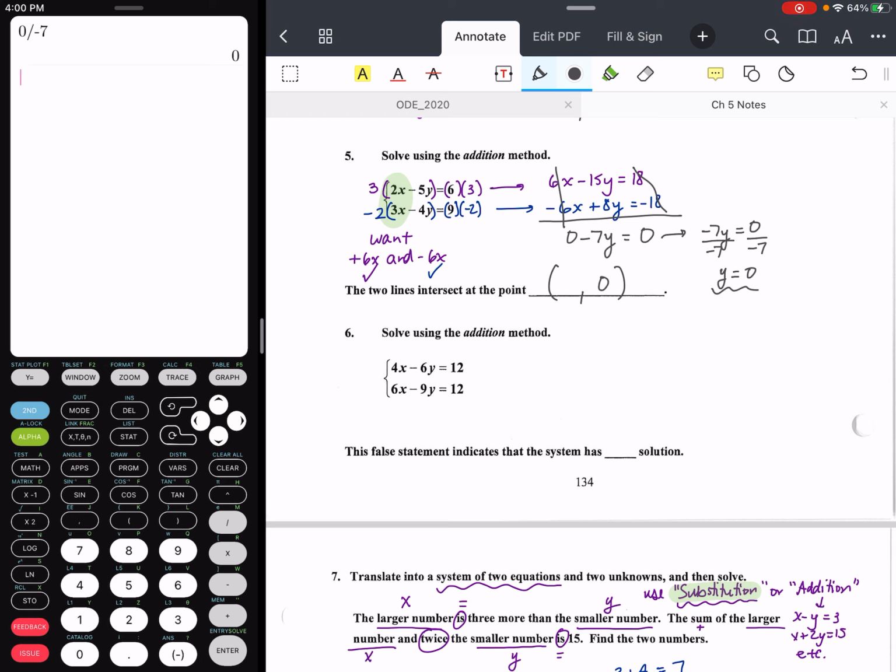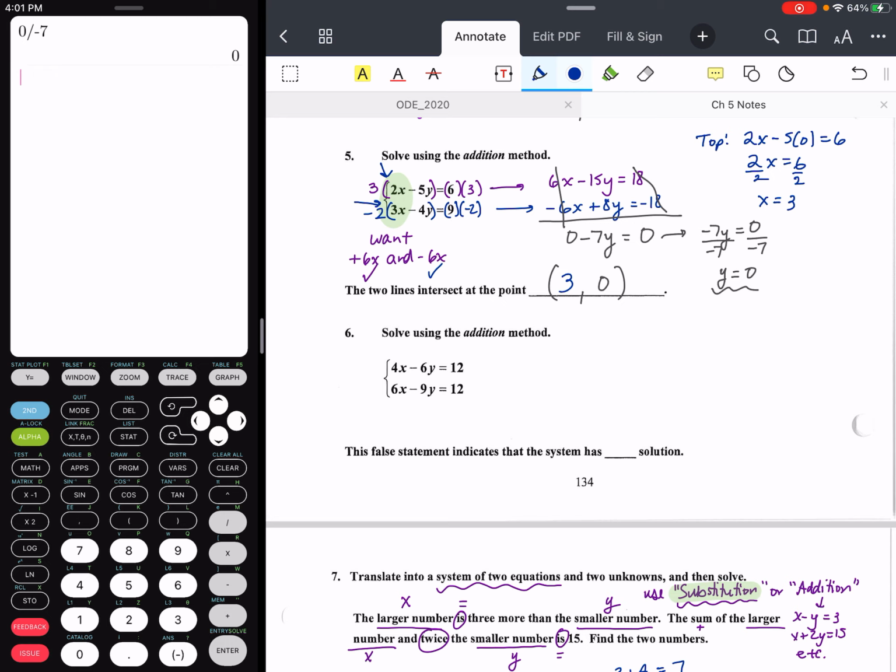Okay, so now to find x, we pick either the top equation or the bottom equation, doesn't matter which one, plug in y and see what we're left with. So I'll take the top equation, 2x minus 5 times 0 equals 6. So 2x equals 6. Divide and we get x equals 3. So we have the ordered pair 3, 0. If we were to graph these two equations, graph them on the xy axis, they would intersect at the point 3, 0.